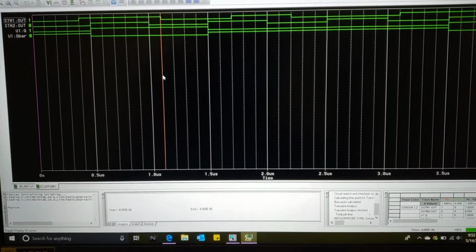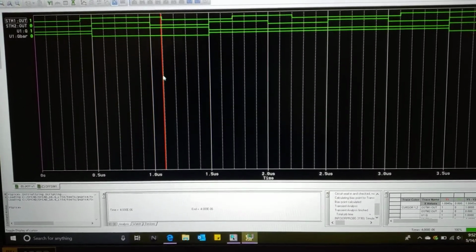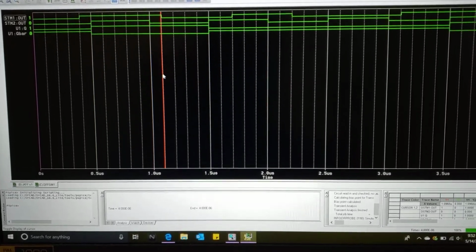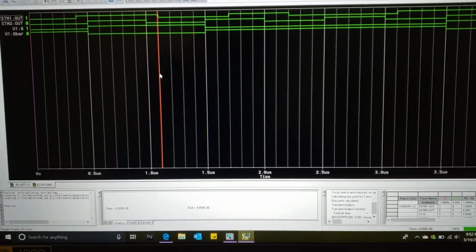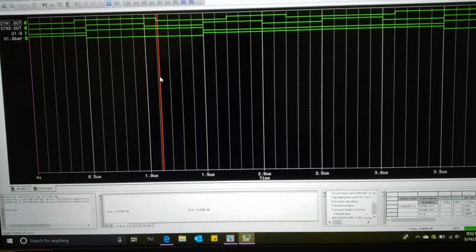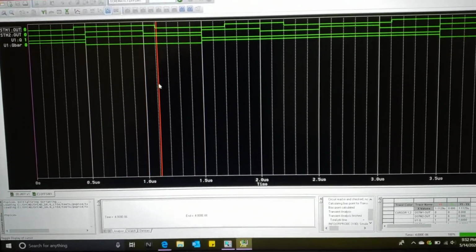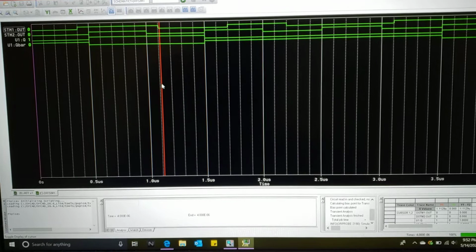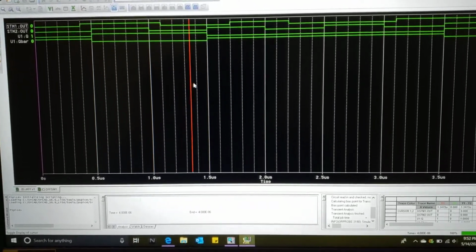But now that clock is 0, when we come to 1.1 microseconds, we see that data becomes 0. And so since it's only one change, our outputs still stay the same.